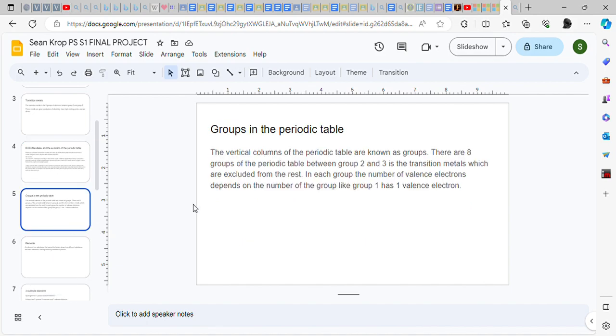Groups in the periodic table. The vertical columns of the periodic table are known as groups. There are 8 groups of the periodic table, and between group 2 and 3 are the transition metals, which are excluded from the rest. In each group, the number of valence electrons depends on the number of the group. Like group 1 has 1 valence electron. There are 8 groups in the periodic table.